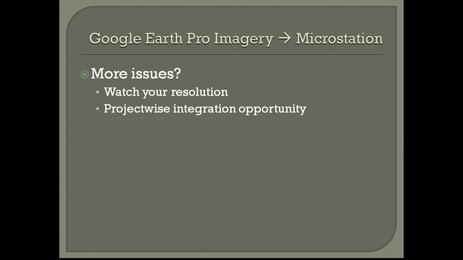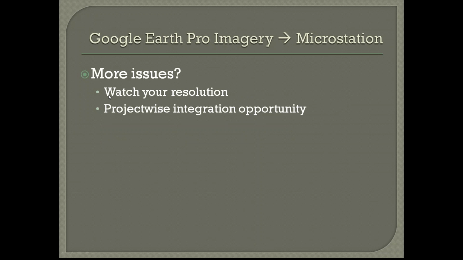So the next thing will be Google Earth Pro imagery into MicroStation. The issues to watch for here are to watch your resolution. If you zoom out to the size of Kentucky in Google Earth and then capture the image, it'll bring in a picture at its maximum resolution of the state of Kentucky, and when you zoom in, you won't be able to see anything.